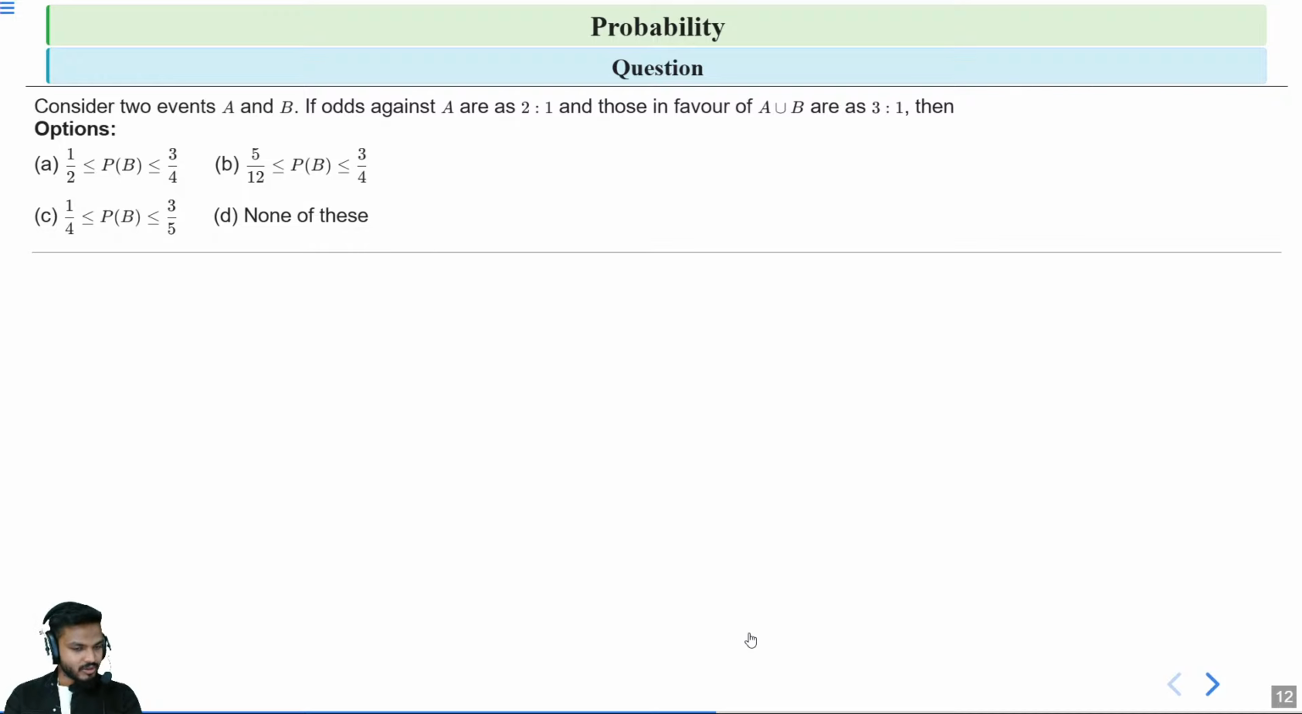Are you guys solving or not? Anyone? Which option is correct?